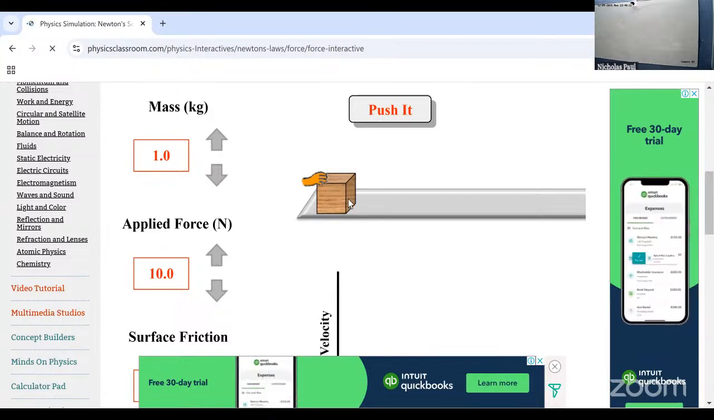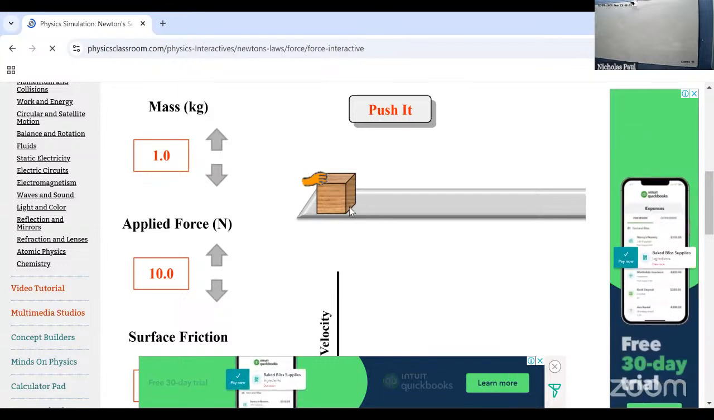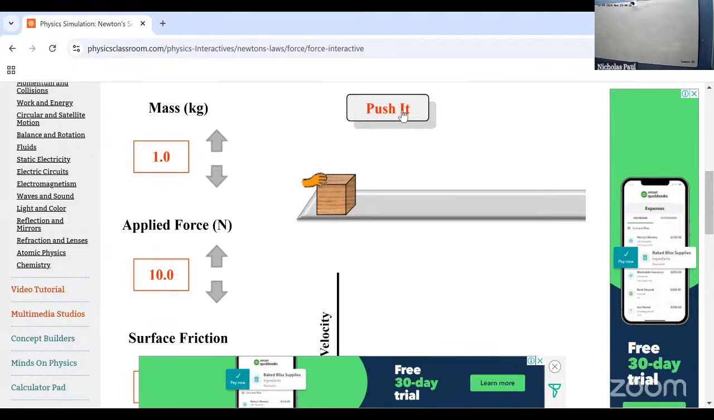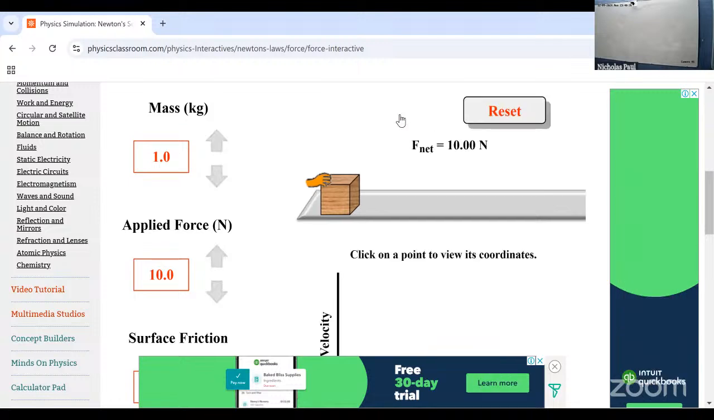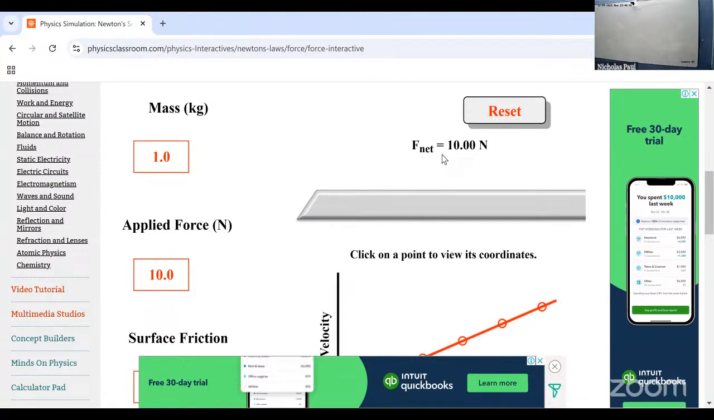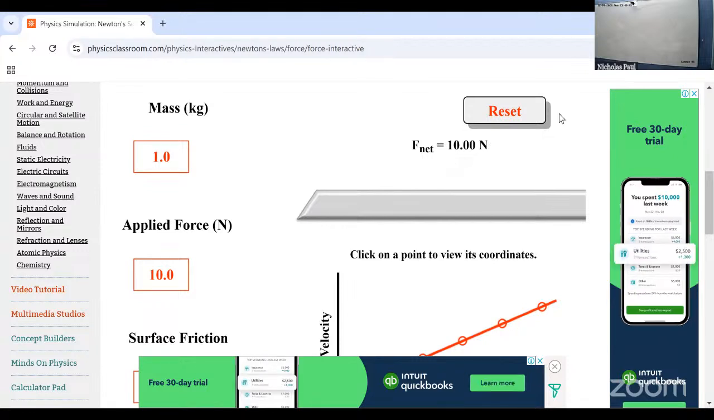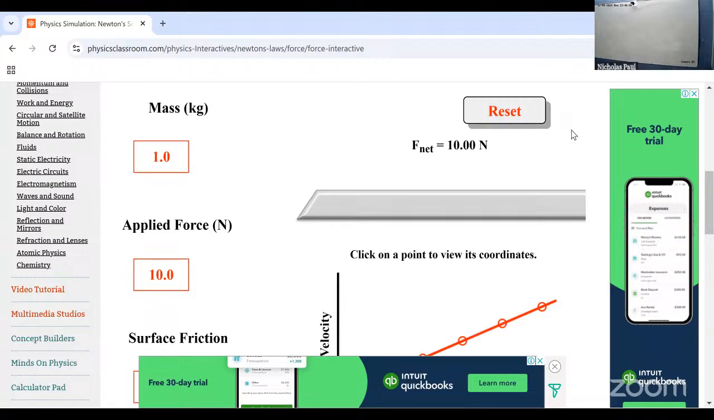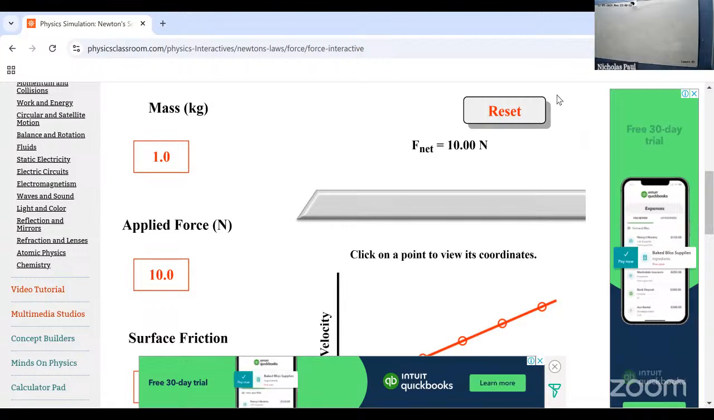Look at the subject. Is the subject moving? No. So our object at rest will stay at rest. What will make this object move? A force. So if I were to push it with a net force of 10 Newton, let's see what will happen. It will move. So an object at rest will stay at rest unless a force makes it move. That's technically Newton's first law.